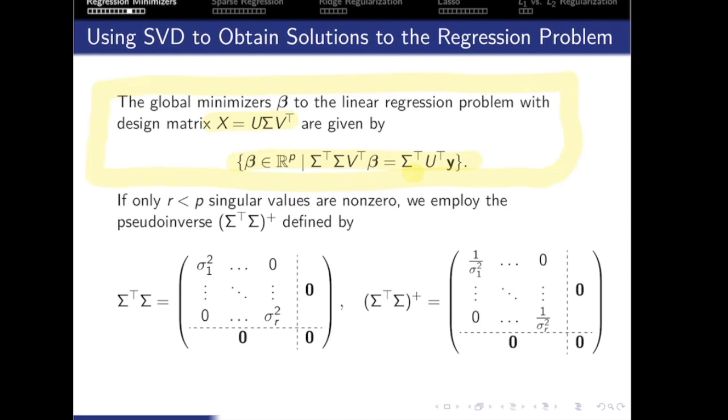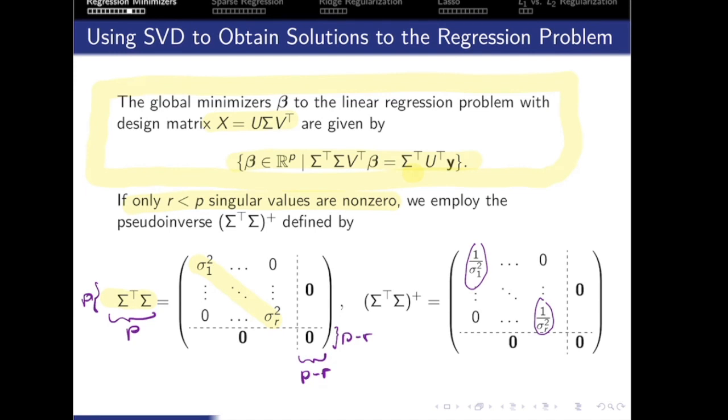And if only r smaller than p singular values are non-zero, then we have a sigma transposed sigma in this form here. So we have sigma 1 until sigma r to the square on the diagonal, and the rest is all 0. So that means that we have here p minus r columns which are 0, and we have here p minus r rows which are 0. And then we can actually compute something which is called the pseudo-inverse. So we take the inverse of all the diagonal matrix elements which are non-zero, and everything else stays 0.